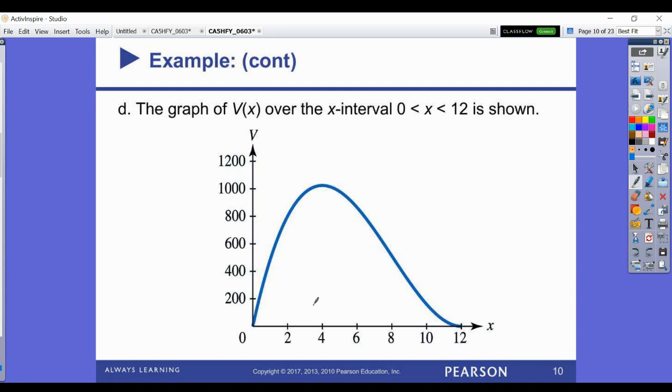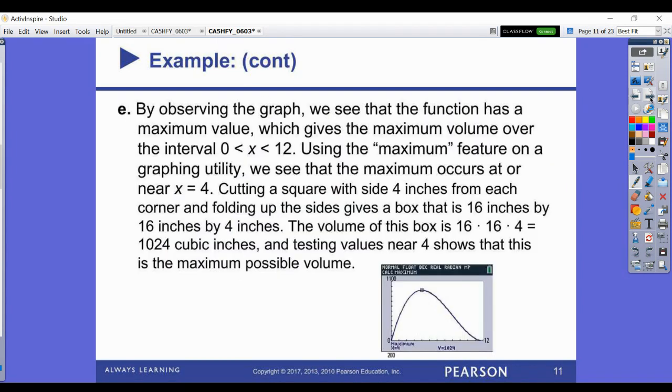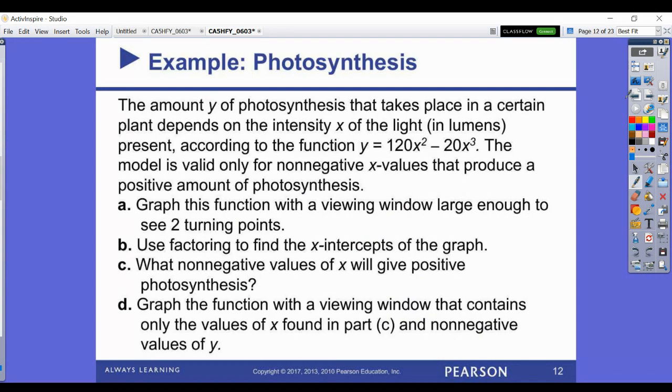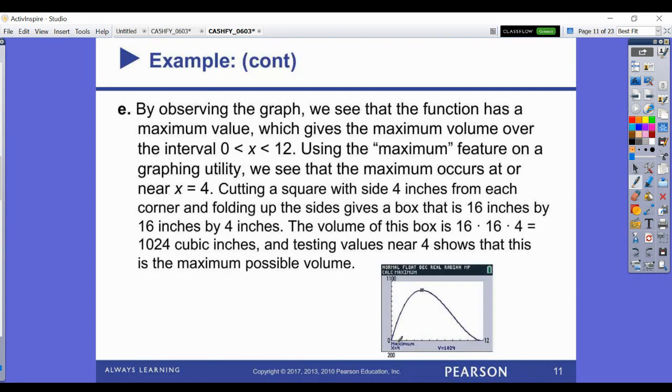Kind of fun. And then for part E, we want to maximize the volume. This is the graph of volume, so I want to find this maximum value right here. In order to do that, I would use your calculator and push second trace, or second calculate, maximum, and go to the left and go to the right and hit enter a couple times, and you will get this: 4, 1024. So the point (4, 1024) is the maximum of that graph.